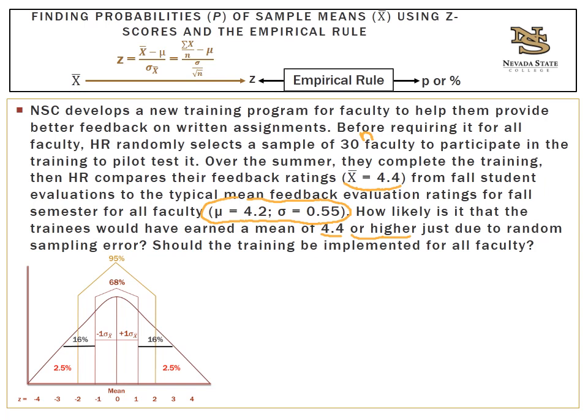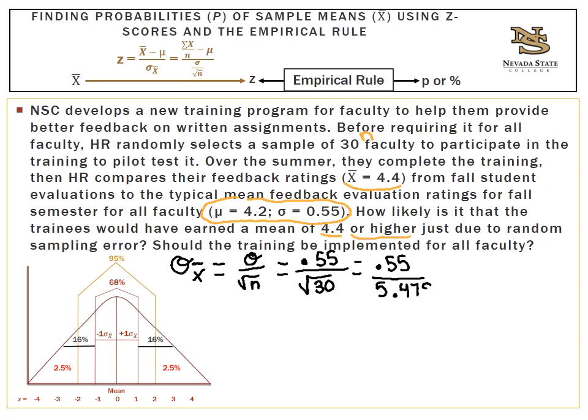So first, we need to convert our sample mean into a z-score. Before we can do that, we have to find the standard error. So our standard error is equal to the standard deviation divided by the square root of the sample size. That standard deviation is spelled out for you right there. It's 0.55 divided by the square root of 30, how many trainees we had. This becomes 0.55 over the square root of 30, which is 5.478. I typically round to the thousandths place. That equals 0.1.